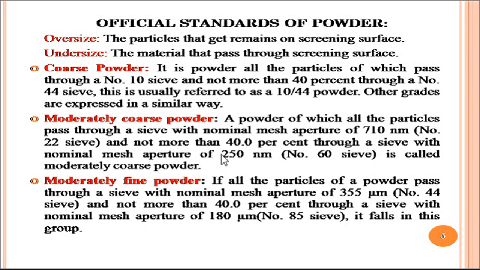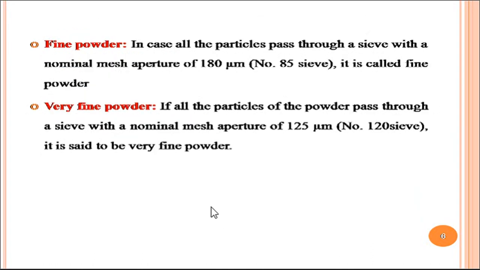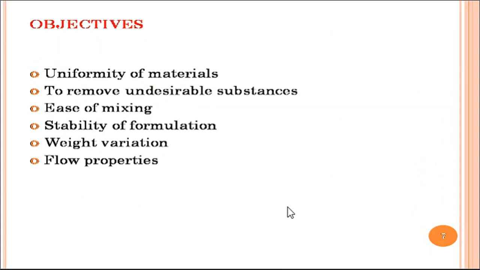So in the usual way, students sometimes may or may not be aware about the oversize and undersize. What is called oversize? The particles that remain on the screening surface are called oversize, and the particles that do not remain on the surface are called undersize. So according to that, we can define the different grades of powder. So it should be very clear in the mind of a student what is called oversize, undersize, coarse powder, moderately coarse powder, moderately fine powder, very fine powder, or a fine powder. According to the sieve number, we have defined the different grades of the powders.